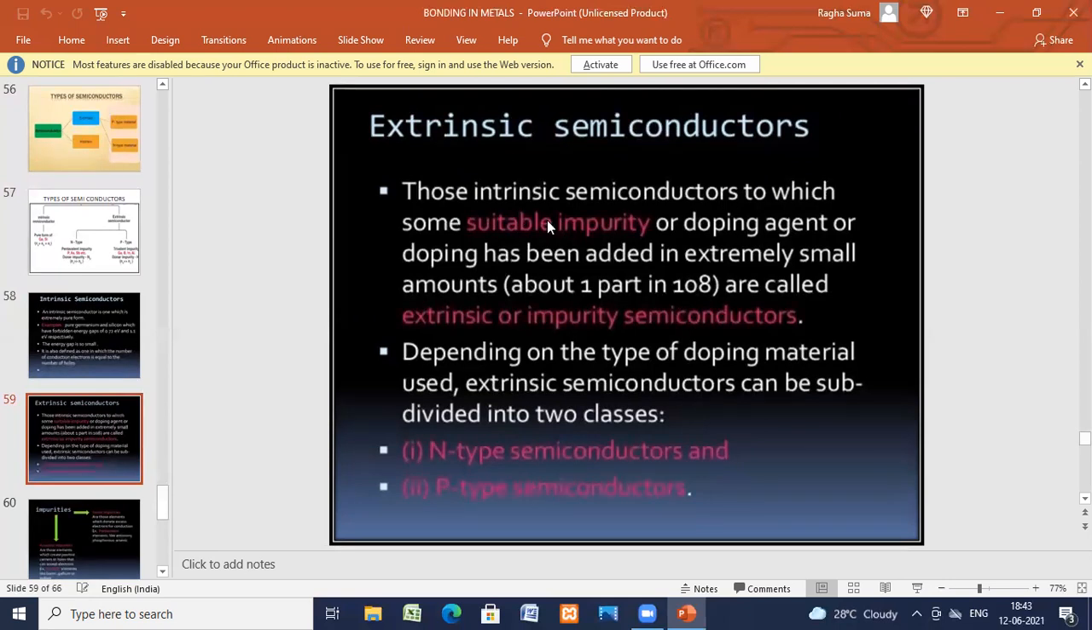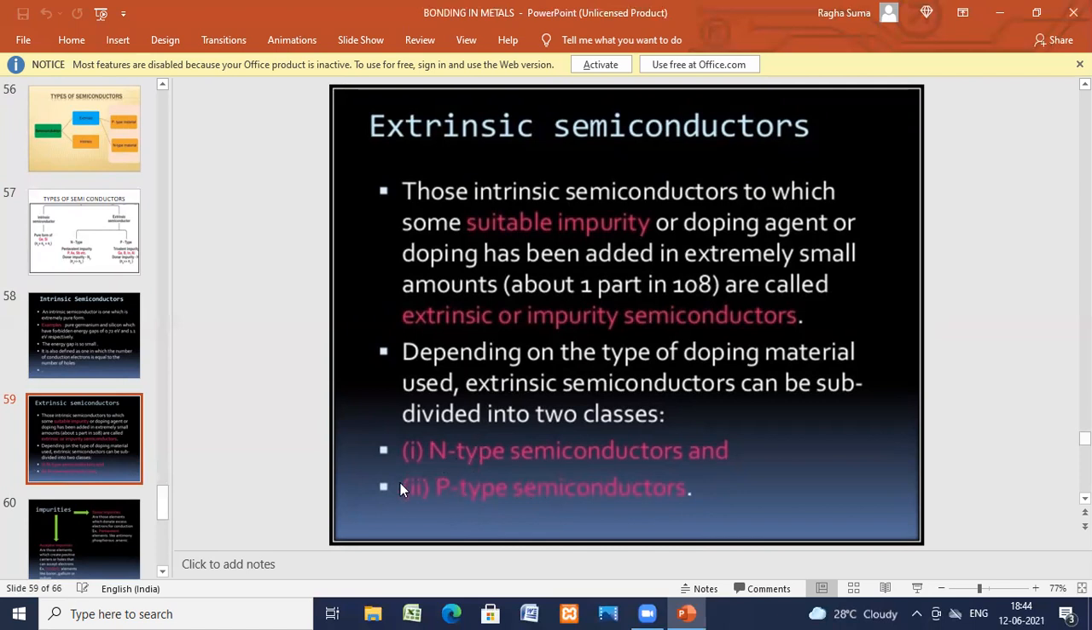So in extrinsic or impurity semiconductors, the doping agent has been added in extremely small quantities. Usually you use third group elements or fifth group elements. Based on the impurity present in the extrinsic semiconductor, there are two types: N-type semiconductors and P-type semiconductors.